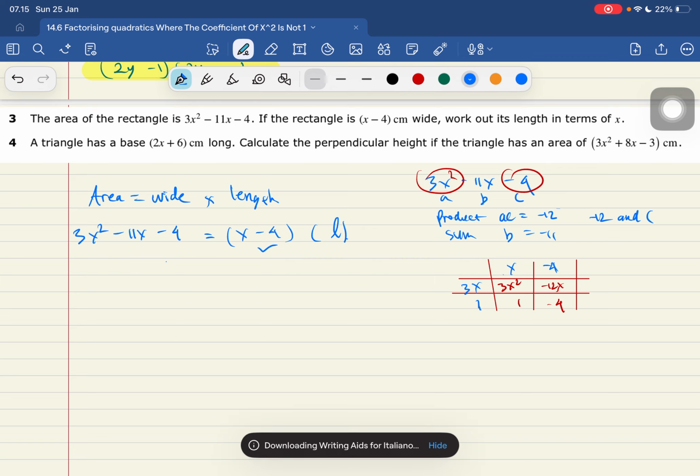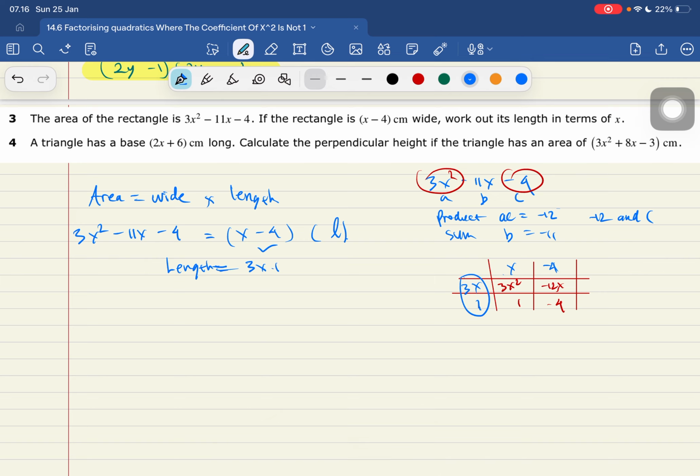So the length is equal to 3x plus 1 centimeter.